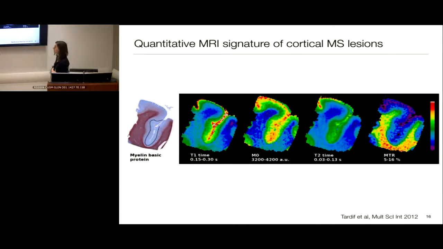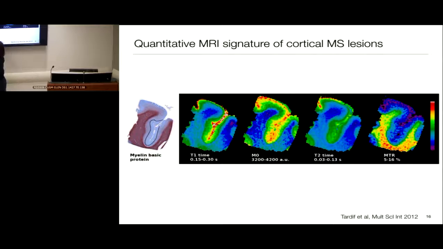So here we have that same section where the black line delineates the lesion, and here are our different MR maps. A map of the T1 relaxation time, of the relative proton density, of the T2 relaxation time, and magnetization transfer ratio. Doesn't matter if you don't know what all these mean. Suffice to say that they're different MR contrasts that are all sensitive in different ways to the myelin content of the tissue. And I was actually really happy when I first saw these results.